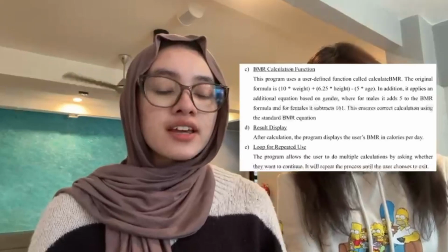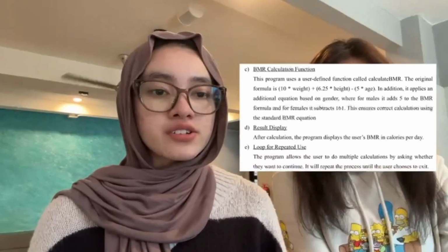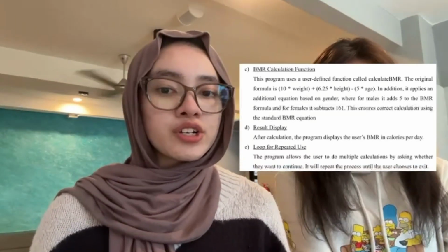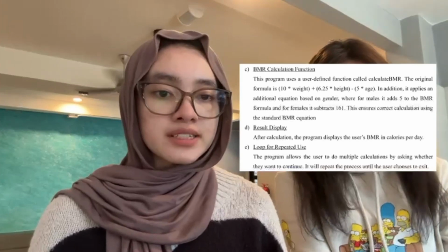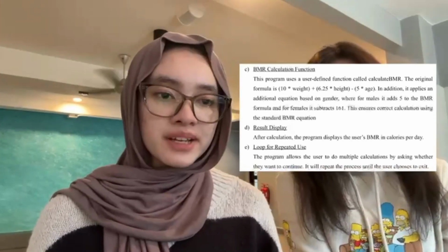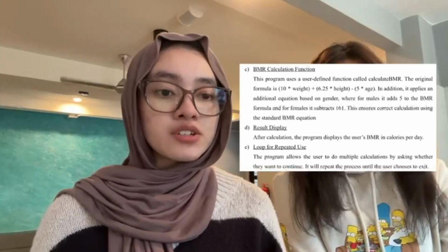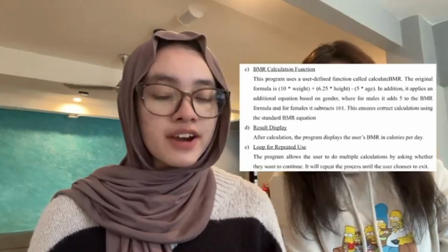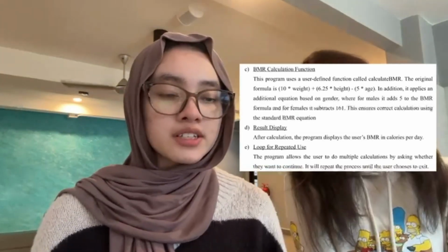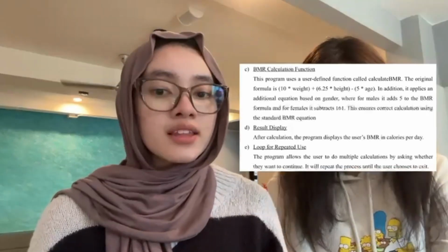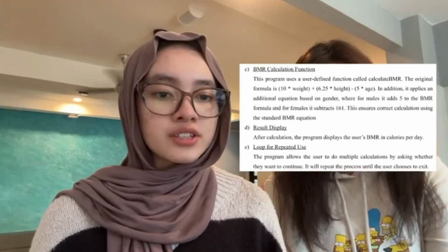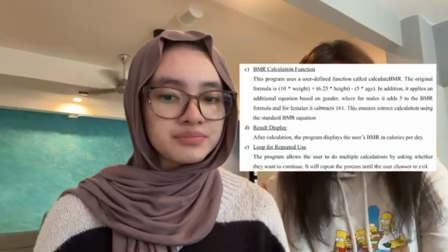Our third feature is the BMR calculation function. This program uses a user-defined function called calculate BMR. The original formula is 10 times weight plus 6.25 times height minus 5 times age. In addition, it applies an additional equation based on gender, where for males, it adds 5 to the BMR formula, and for females, it subtracts 161. This ensures correct calculation using the standard BMR equation.